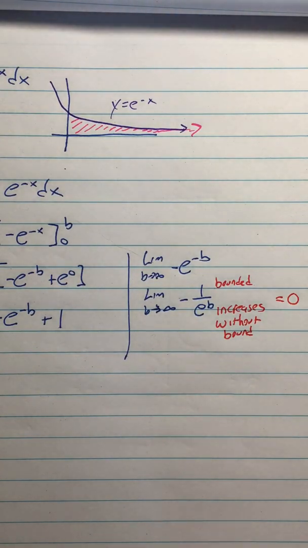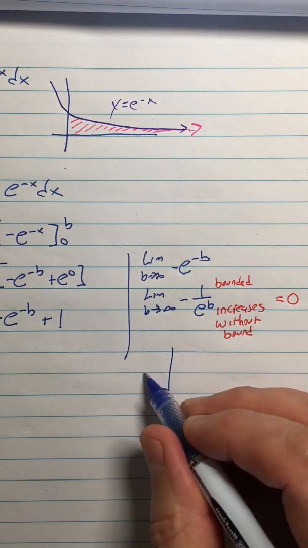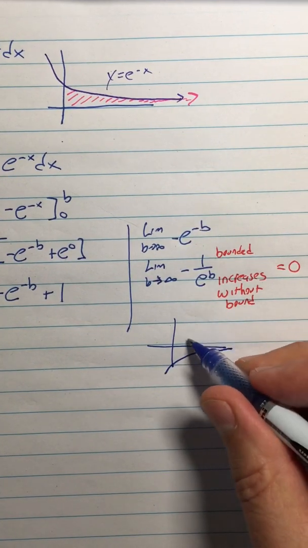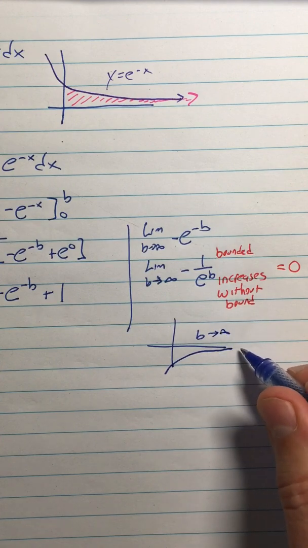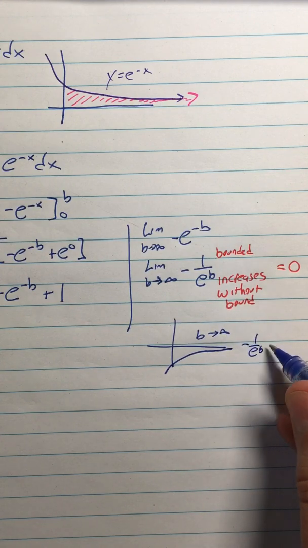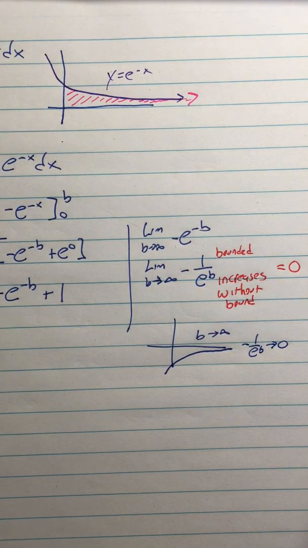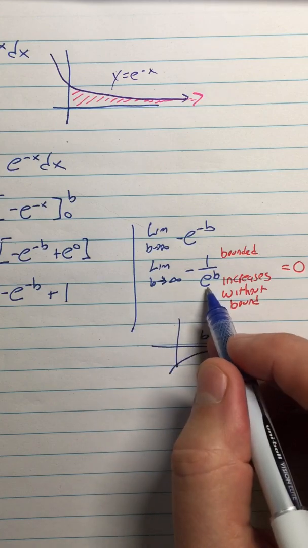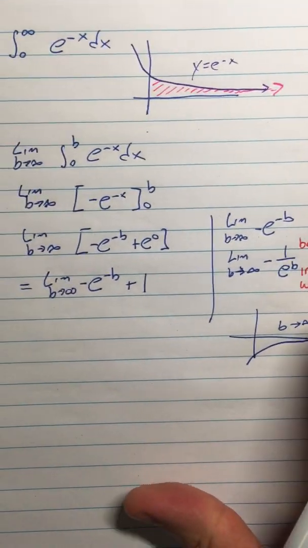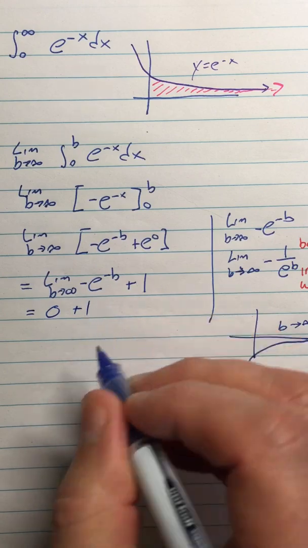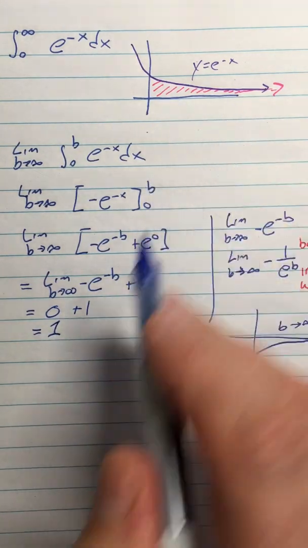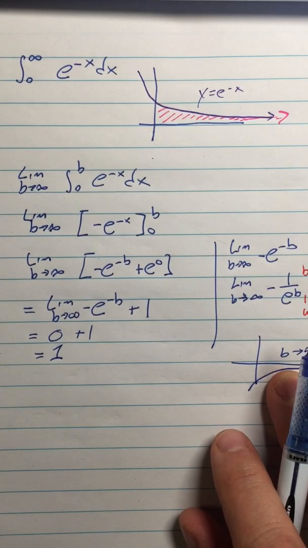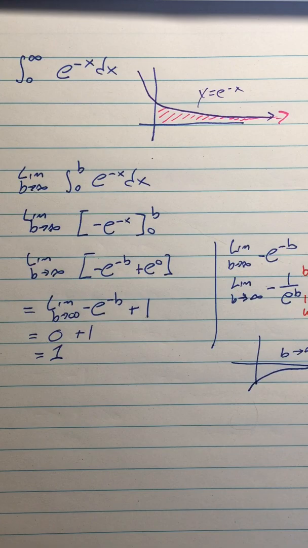You can think about that graphically. Negative e to the negative b looks like this. As b approaches infinity, negative 1 over e to the b is approaching 0. There are lots of ways you can think of it. You can just think that e to the b becomes a really huge number, and 1 divided by a huge number is going to be approaching 0. So this equals 0 plus 1, and you get the remarkable fact that the area under this curve is not just finite, it's 1. Okay, so we're going to look at some more interesting cases next.